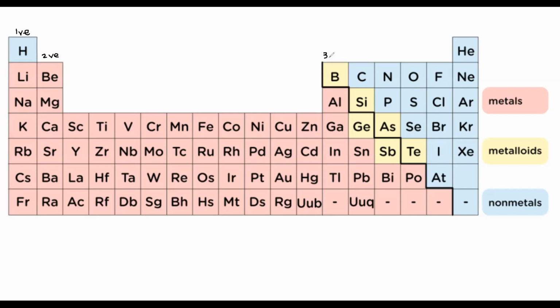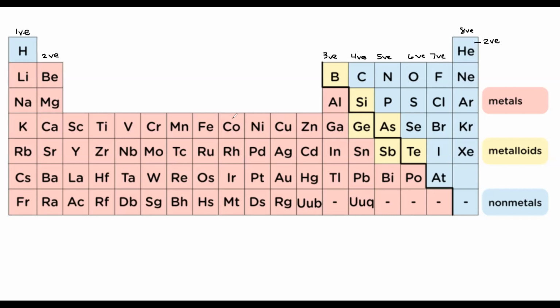Group 13 will have 3 valence electrons. Group 14 will have 4 valence electrons. Group 15 will have 5 valence electrons. Group 16, 6 valence electrons. Group 17, 7 valence electrons. And group 18 will have 8 valence electrons, all except helium, which has 2 valence electrons. So now that we know the pattern around main group elements, we can go ahead and see how valence electron number predicts what the charge of that element will be when it becomes an ion.